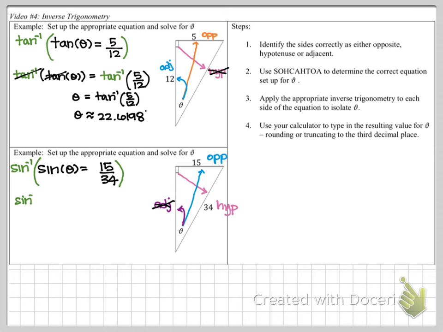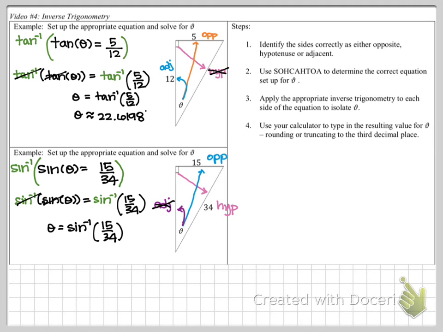So we'll do sine inverse of sine of theta on the right, and then we're going to do sine inverse of the right side. So we applied it on the left, we apply it on the right. The sine and the sine inverse that are right next to each other here that I just highlighted in purple, those are inverses of each other, so they are going to cancel. Theta is equal to sine inverse of 15 over 34.